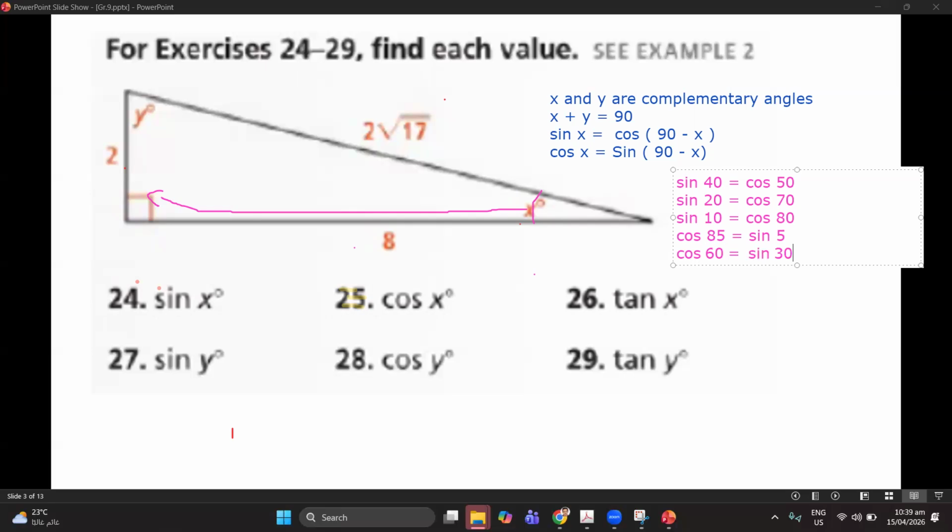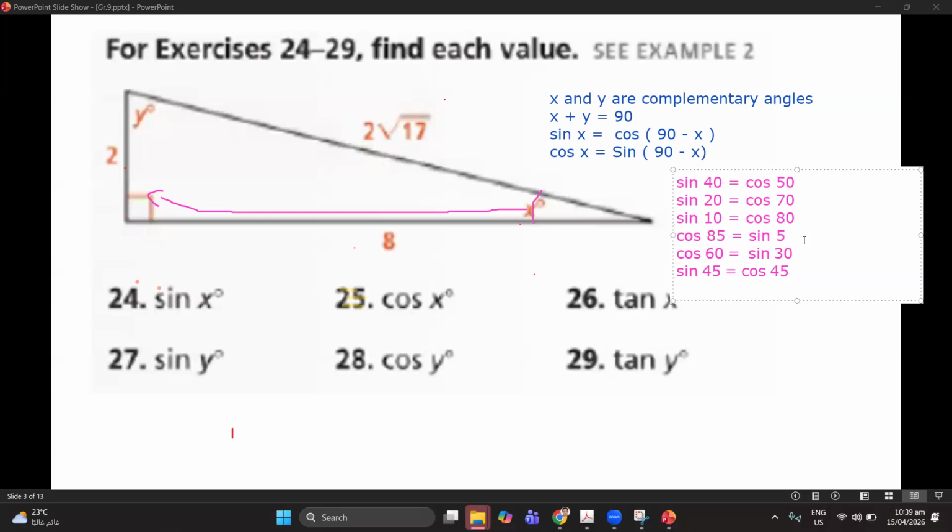Miss, they must be different angles. You know, sometimes it can be sine 45 equals cosine 45. I meant angle X and angle Y always, not angle X and angle X. Angle X and angle Y, yes. Okay, is it clear? Miss, do we have to memorize that sine 40 equals cosine 50?